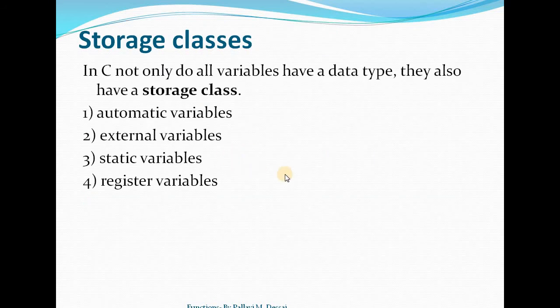In C, not only do all variables have a data type, they also have a storage class. So each and every variable in a C program which is declared by a user will have two things. First, it will have a data type, which will tell what type of data is stored in that variable, and second is the storage class, that is nothing but how the memory will be allocated to that particular variable. So particularly in C there are four storage classes: automatic variables, external variables, static variables and register variables. We shall see each storage class in detail.